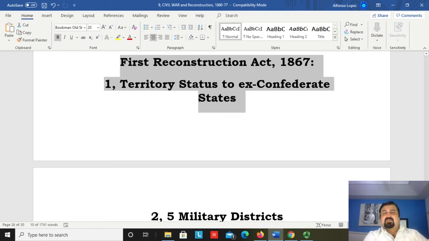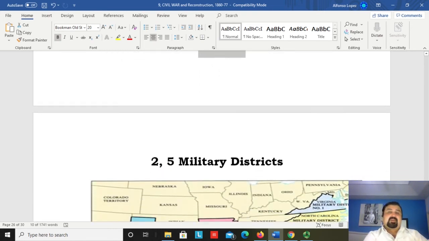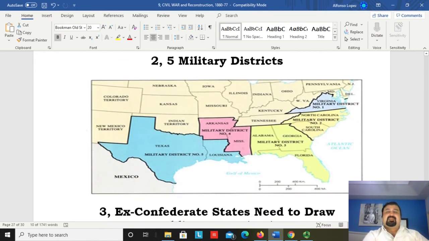It gave territory status to all the ex-Confederate states, dividing them into 5 military districts. So the entire ex-Confederacy was broken up into 5 military districts, each governed by a Union general. Each general governed one of those districts. You can see here, Texas and Louisiana form one, Arkansas and Mississippi another, Alabama, Georgia, and Florida another, North and South Carolina another, and Virginia another. Those are the 5 districts. And from there, we start building up again.